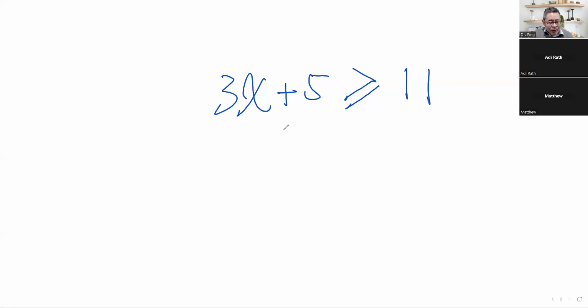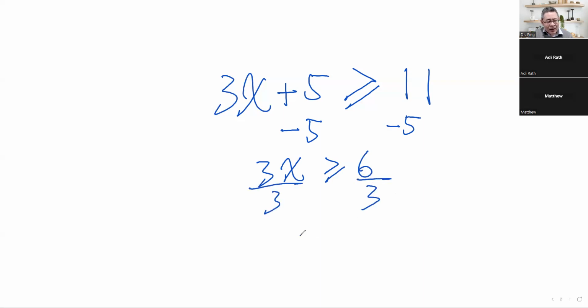Okay, so on this one, we minus 5 on both sides. And what we got is 3x on this side, greater than or equal to 11 minus 5, 6. Then we divide by 3. Then x is greater than or equal to 2. 6 divided by 3 is 2.